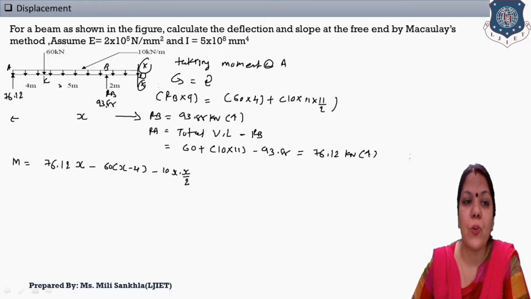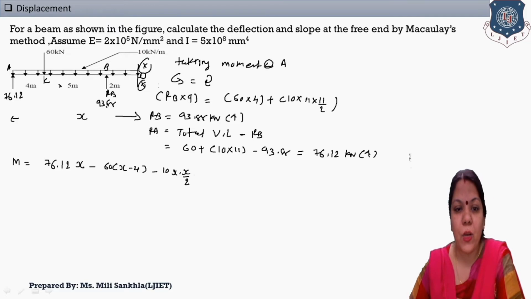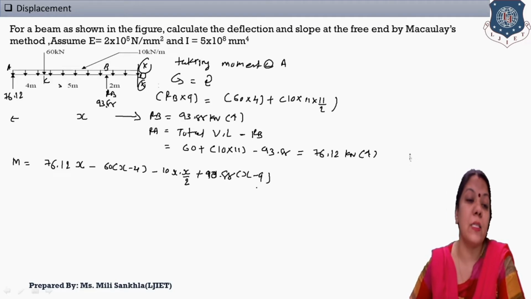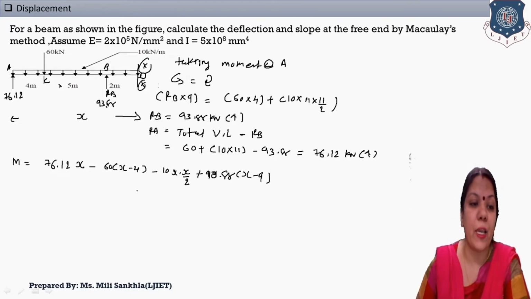Now this RB rotates as clockwise. Now take RB as plus, reaction RB is equal to 93.88 and distance left is x minus 9. This is the equation of moment for the overhanging beam.